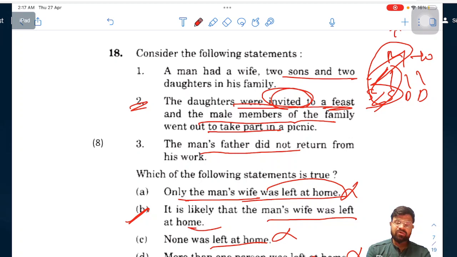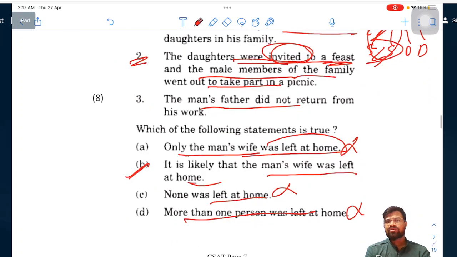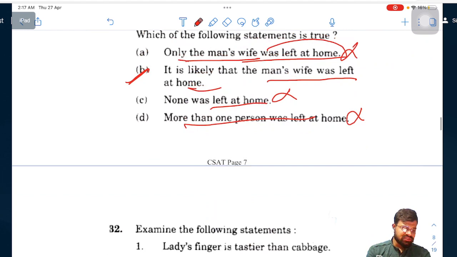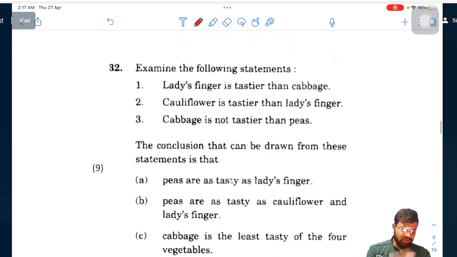This we cannot be sure about, because they were invited and they can go there. There is a dicey thing about the daughters of the man. There is something dicey there, so you have to keep that in mind.